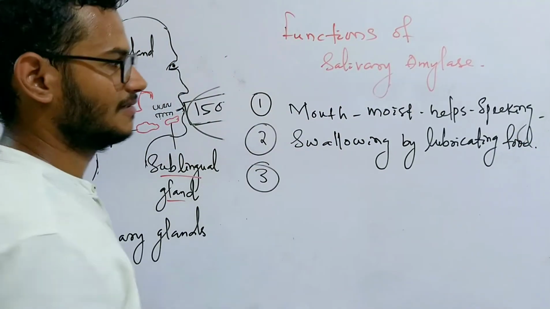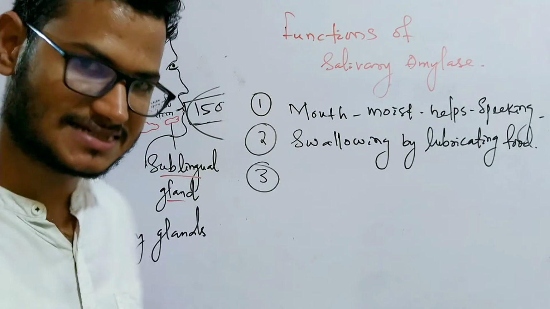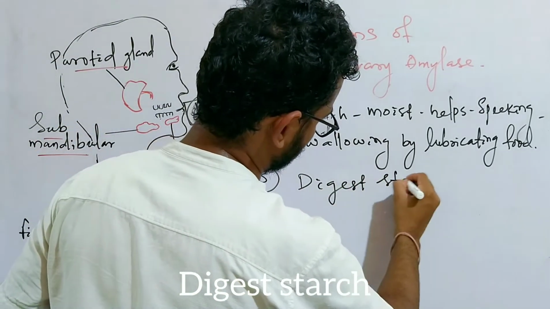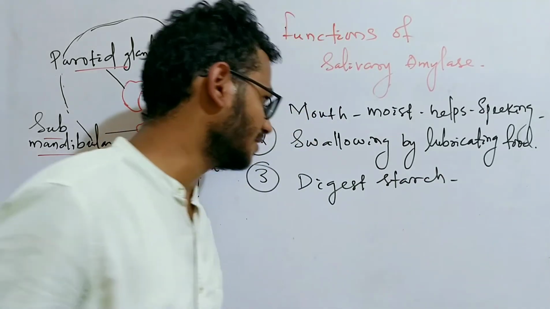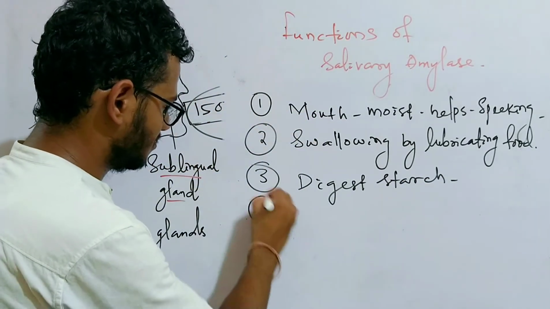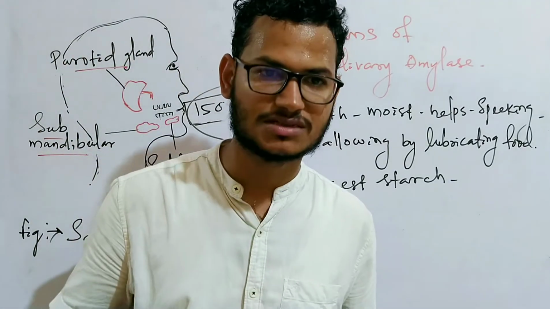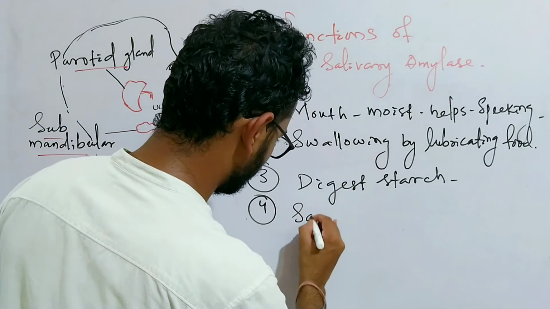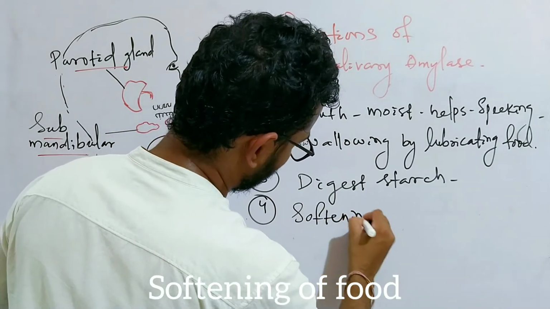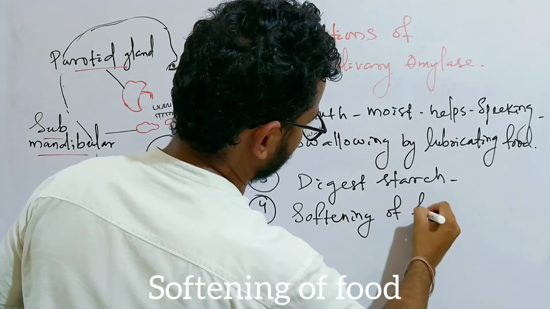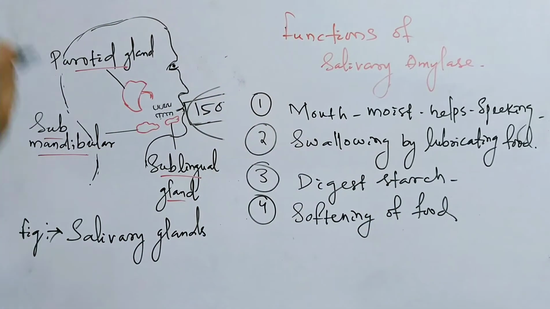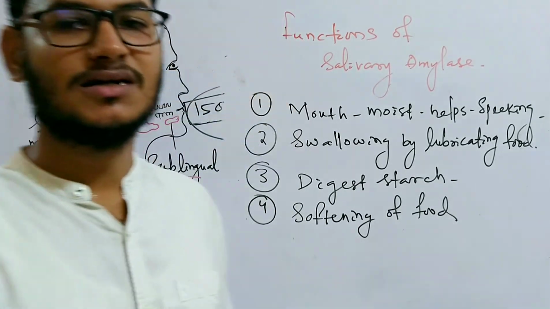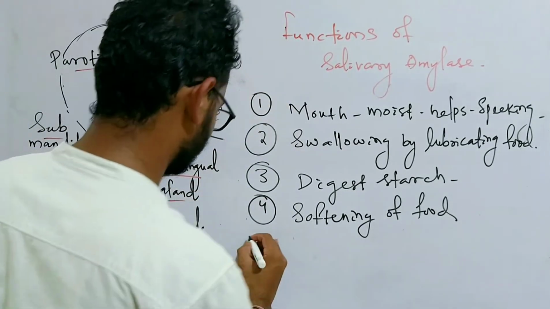Next point, the third function of salivary amylase, it digests starch. Starch means the foods or the carbohydrate containing foods. Next one, it helps in softening of food. It softens the food. Clear? Next, number 5, it helps in dissolving food so that it can be tasted by the tongue.